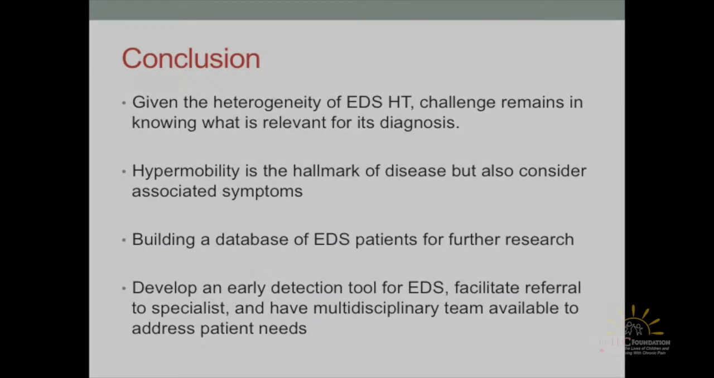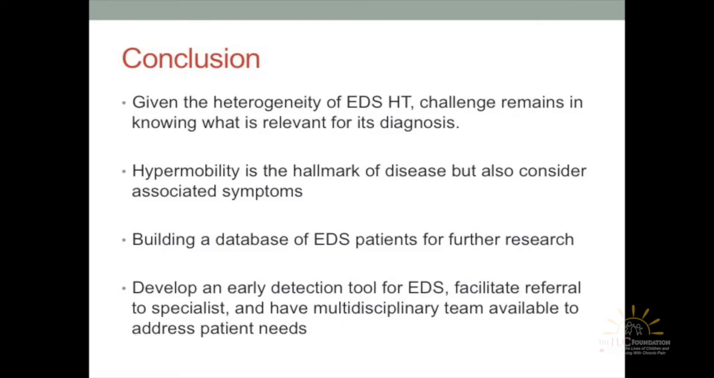So, in conclusion, I'd just like to leave you with a few ideas here. EDS hypermobility comes with heterogeneous presentations, and the challenge still remains in knowing what exactly is relevant. We know that the hypermobile joints and the lax skin are the hallmarks of the disease. But there are other manifestations that we need to keep in mind, whether it's gastrointestinal, genitourinary, or pelvic floor dysfunctions. Those also come as part of the presentation.